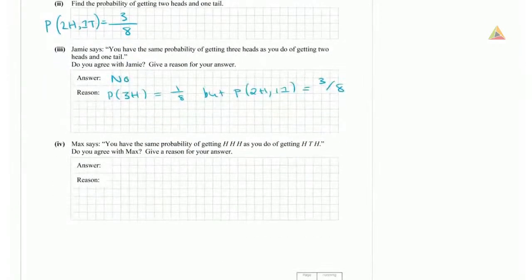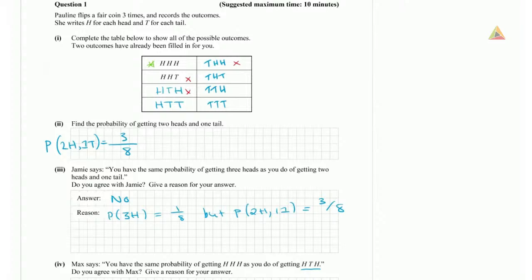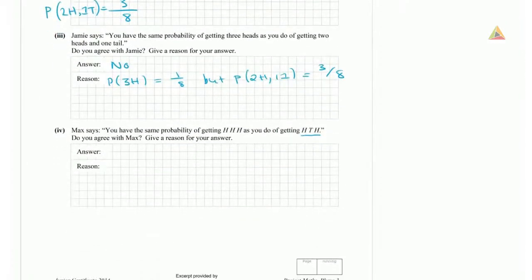So then let's go down to the last question. Max says you have the same probability of getting 3 heads as you do of getting head followed by tail followed by head. Do you agree with Max? Give a reason for your answer. Okay, we know that the probability of getting 3 heads is 1 out of 8. But the probability of getting this specific combination, head followed by tail followed by head, let's go back up and see. So head followed by tail followed by head, that's this option here. And I don't see that option anywhere else, which means that that is 1 out of 8 as well. So we would agree with Max.